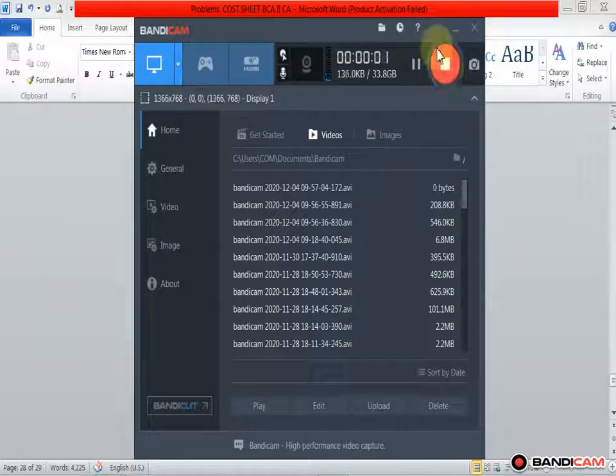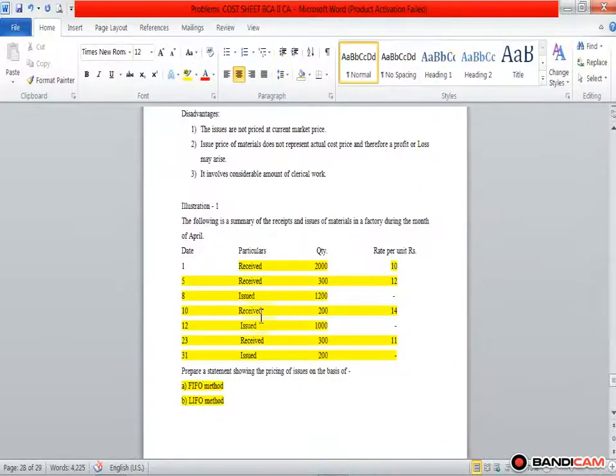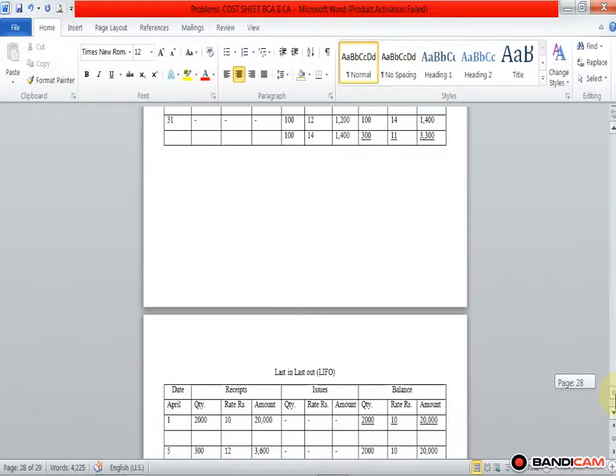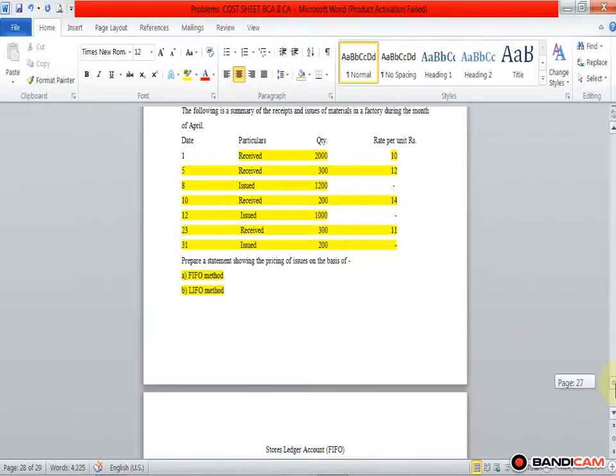Hello students, in our previous lecture we started a problem on the FIFO method, that is first in first out method, and we solved the problem by using the FIFO method. Now we solve the problem by using the LIFO method. Here, first of all, read the problem.